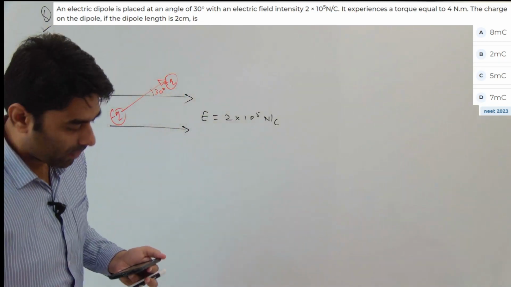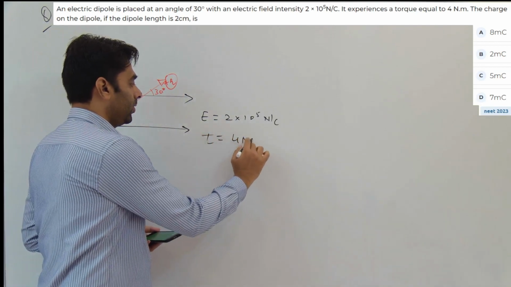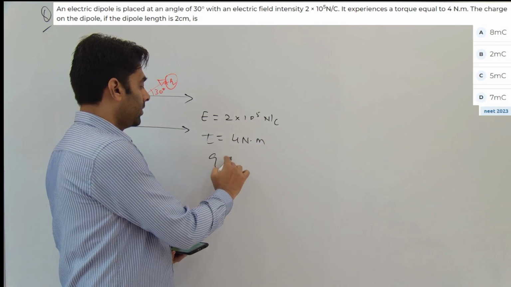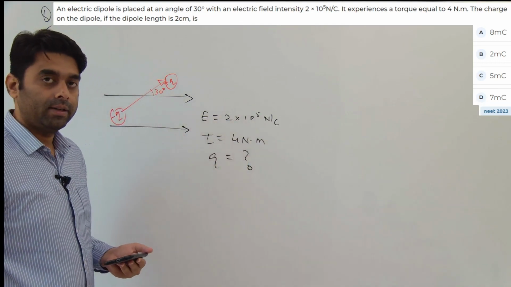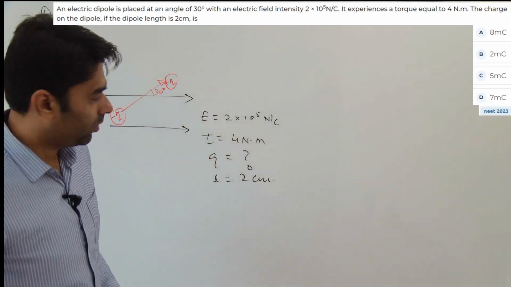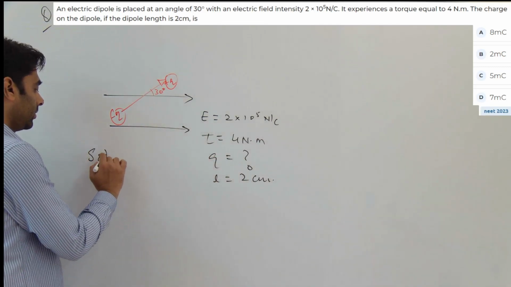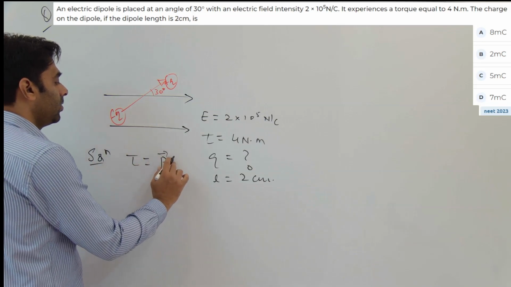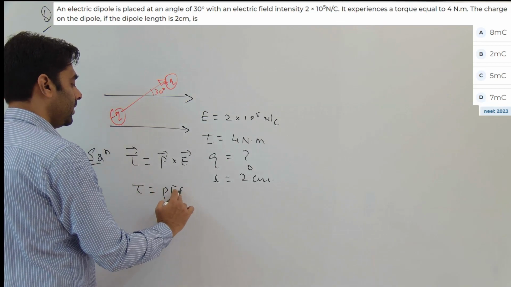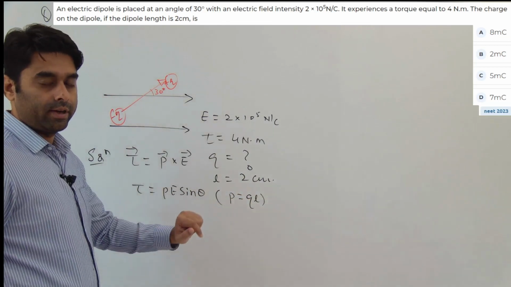Next it says it experiences a torque equal to 4 Newton meter. They are asking us the charge q on the particles if the dipole length is 2 centimeter. How do we calculate? Torque is given to us, 4 Newton meter. What is torque on a dipole? Torque is given as P cross E, where P is our dipole moment. So we can write torque is equal to P E sin theta. Here we know the P value, that is the dipole moment, is Q into L.